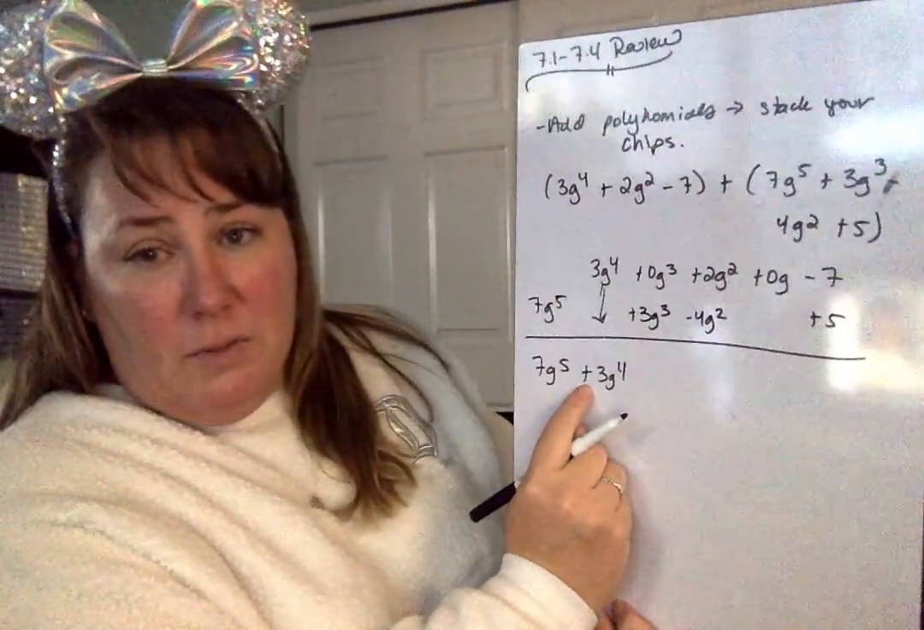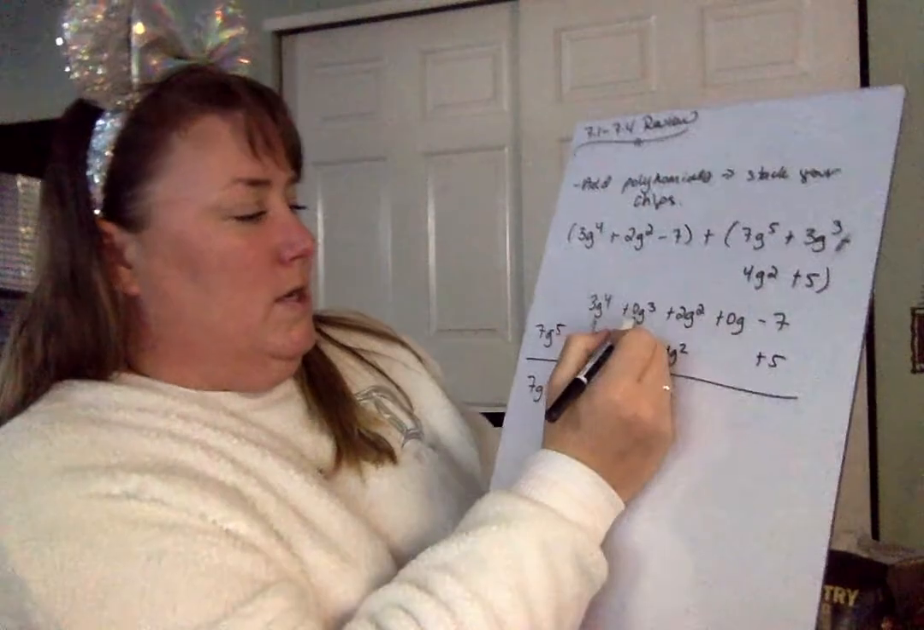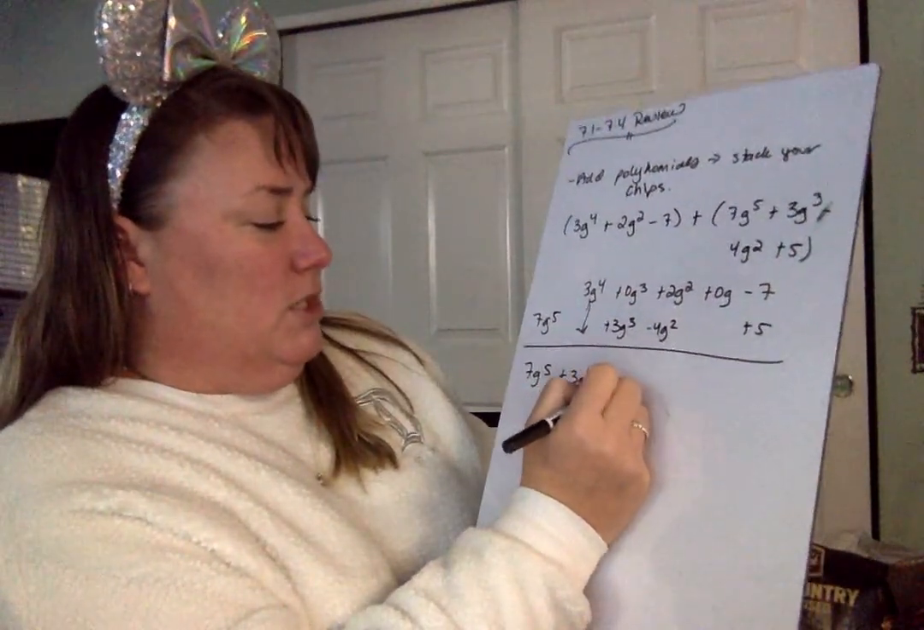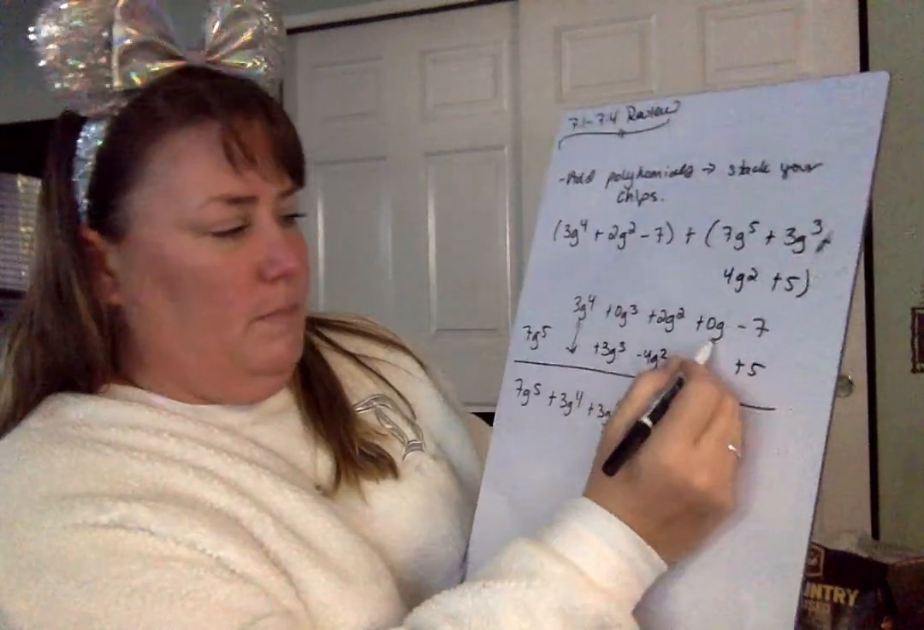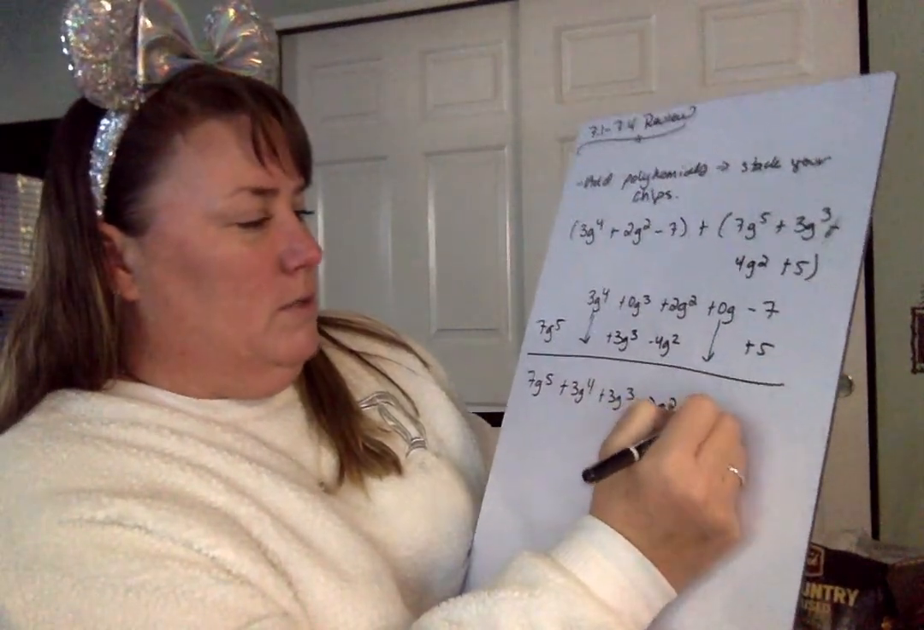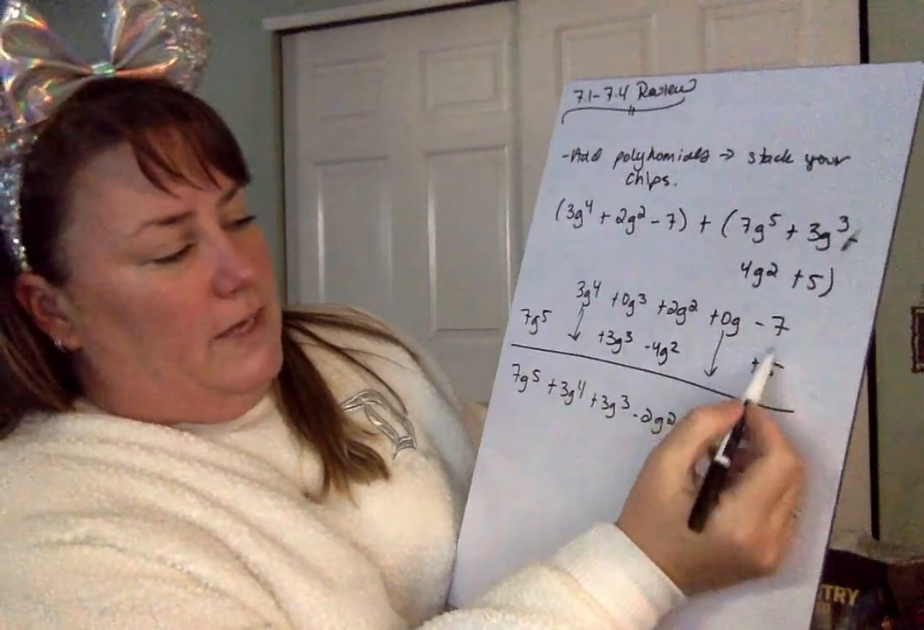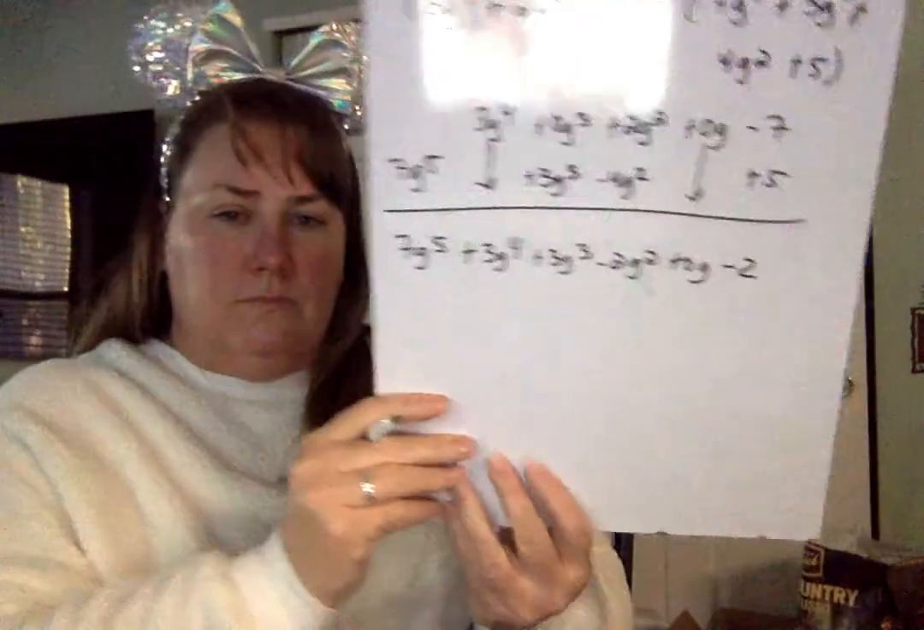And we're adding, because remember, there's no sign there. It's positive. So 0 plus 3 is a plus 3g cubed. 2 minus 4, negative 2g squared. Bring this guy down. Plus 0g. And then negative 7 plus 5 is a negative 2.